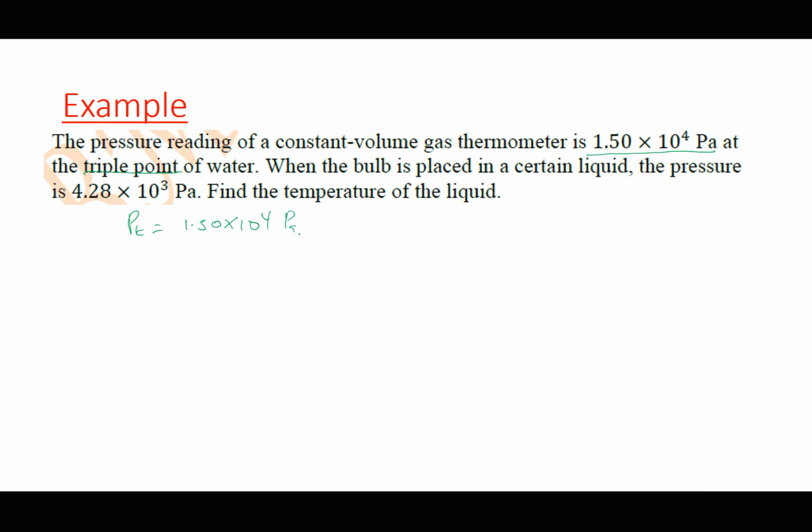This is in pascals. When the bulb is placed in a certain liquid, the pressure at the unknown temperature is 4.28 times 10 power 3 pascals. I will simply call it A. Find the temperature. So we have seen that the unknown temperature is the pressure divided by the pressure at the triple point, times the triple point, 273.16.